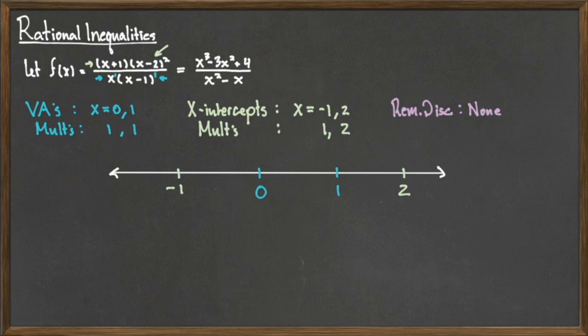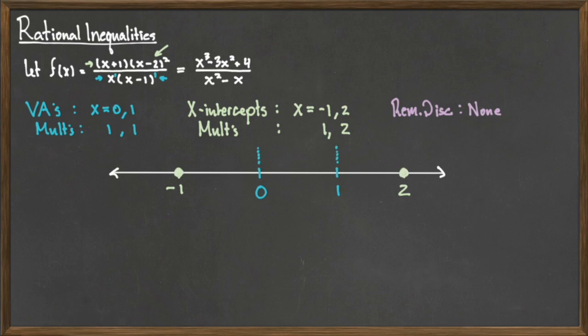Now, just as a bookkeeping process, there are a couple ways that you can label your number lines so that you know whether or not you're looking at an x-intercept or a vertical asymptote. One of the things that you can do, like I'm doing now, is to use color. I'm using blue for vertical asymptotes and green for x-intercepts.